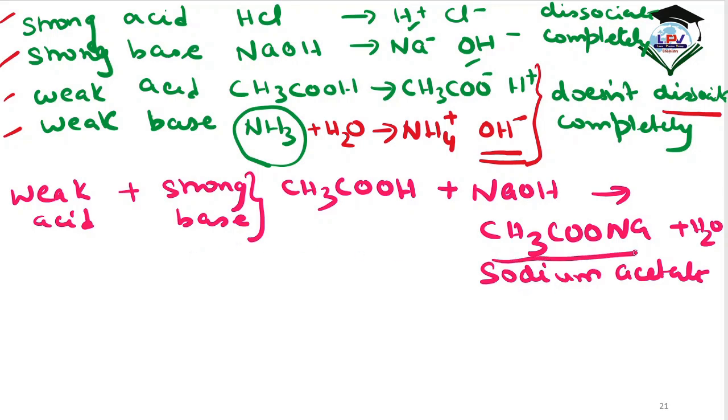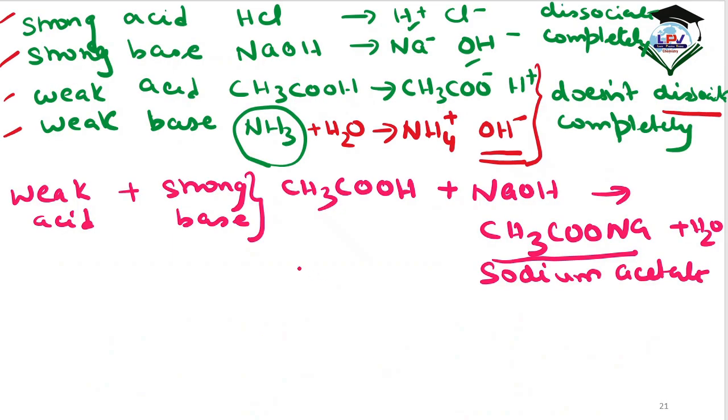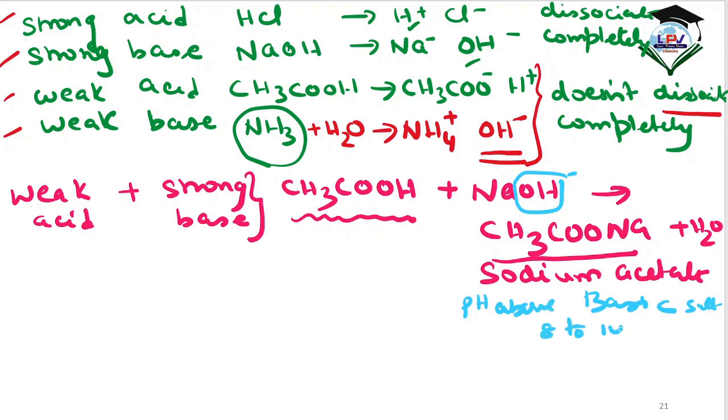So the salt that you are getting is supposed to be basic, because the dissociation of the weak acid does not take place completely. NaOH is a strong base, the dissociation is complete. So in this formation, the OH minus dominates. So it is a basic one. A basic salt has a pH above 8 up to 14.